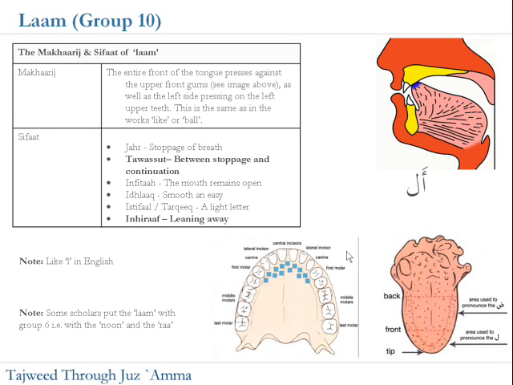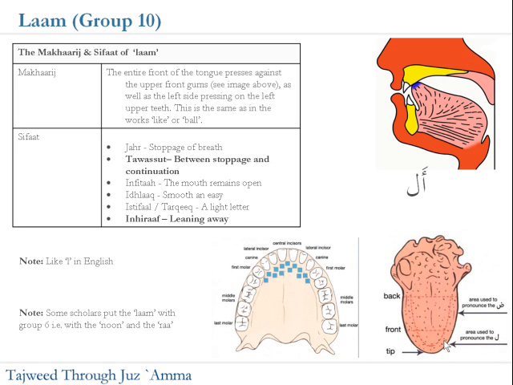But as well as that, the left side is pressing on the left upper teeth. This is the same as in words like "cool" or "ball". If you say "cool" or "ball", you'll notice that although you've got pressure at the front of the tongue, the left side of your tongue touches the upper left teeth. And this is very close to the next letter we're going to do, which is the dad. You need to differentiate this, and we've got a picture of the tongue here, and it shows the area used to do the lam is really the left front part of the tongue.